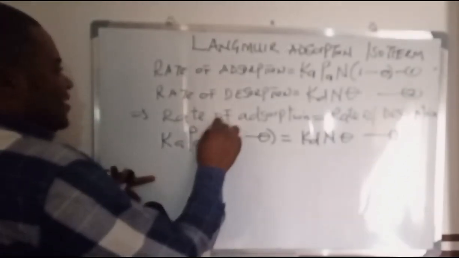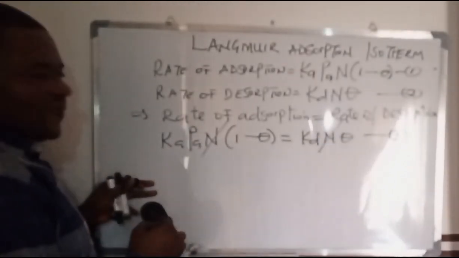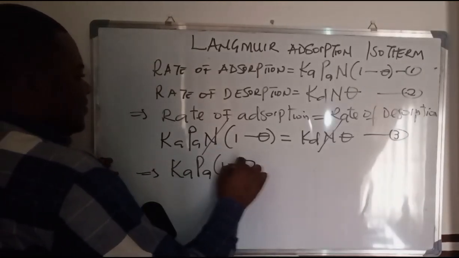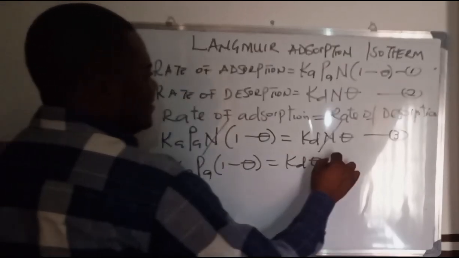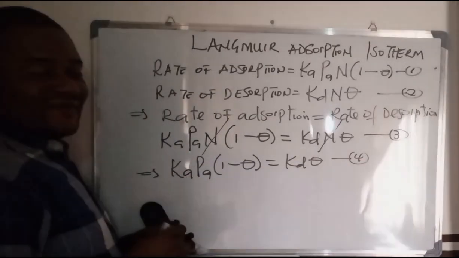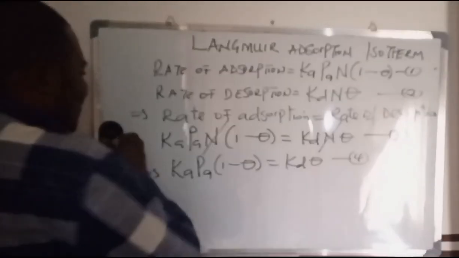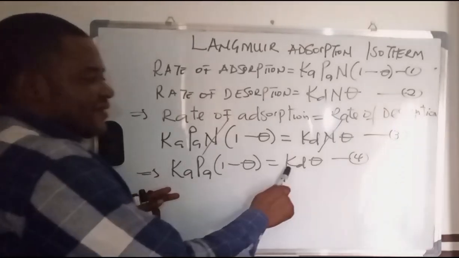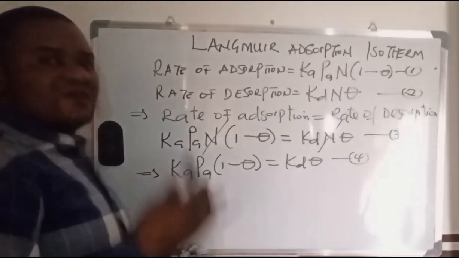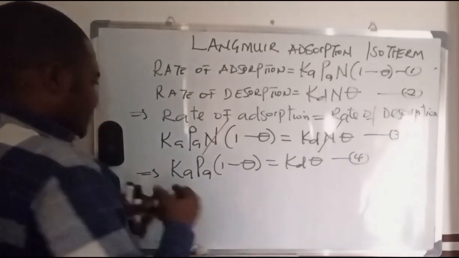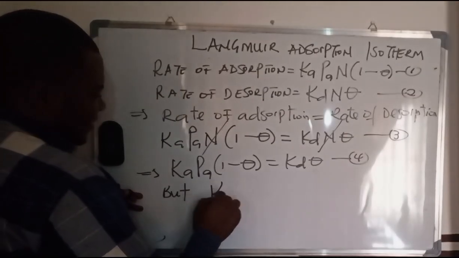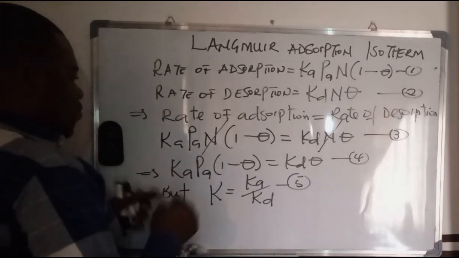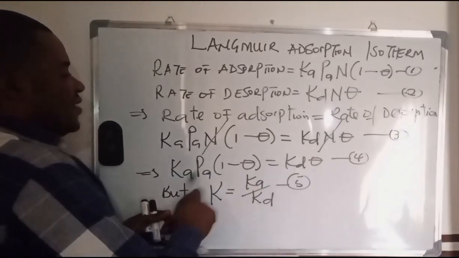Now when we equate this, n can go away. So what we will now have will be Ka Pa (1 minus theta) is equal to Kd theta. When we arrive here, it is easy for us to know that this is the equilibrium constant of adsorption and equilibrium constant of desorption. We can just make it one equilibrium constant because it's talking about the same thing. So we will say K is equal to Ka over Kd. So it means that we will be using only this K. We won't be using these two any longer.